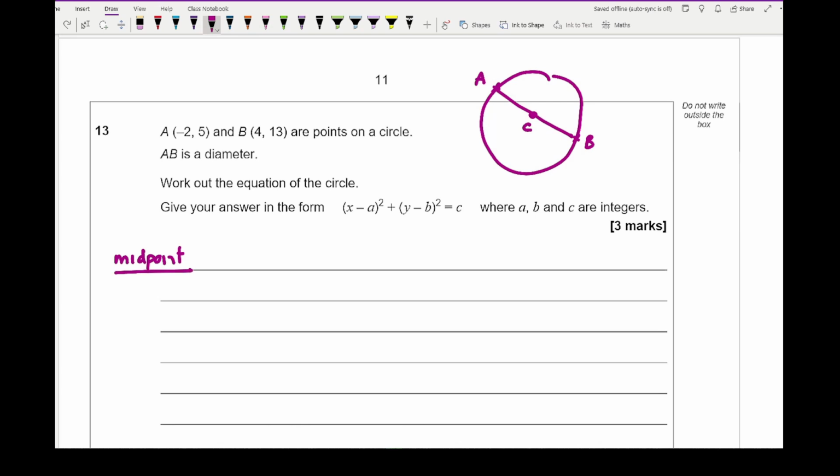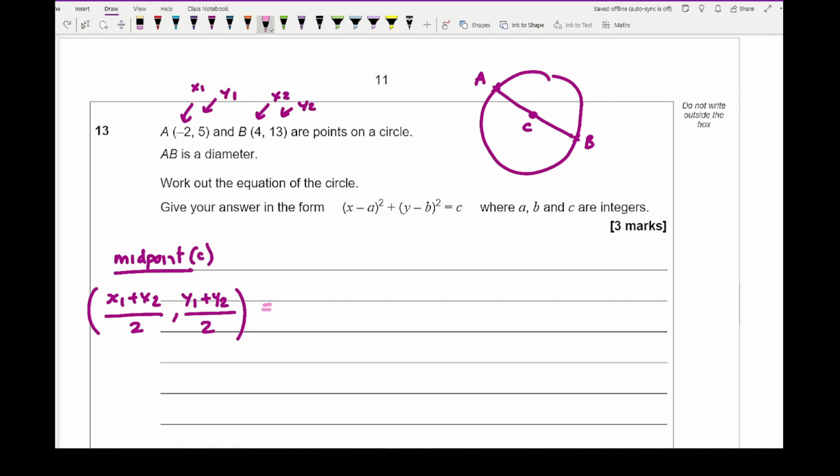So the midpoint, which I'm just going to call C. Now to find the midpoint between two coordinates, I'm going to use this formula. So I've got x1 plus x2 divided by 2, and I've got y1 plus y2 divided by 2. So this is the formula I'm going to use, and this is my x1, y1, and this is my x2, y2. So substituting those numbers in, what do I get?